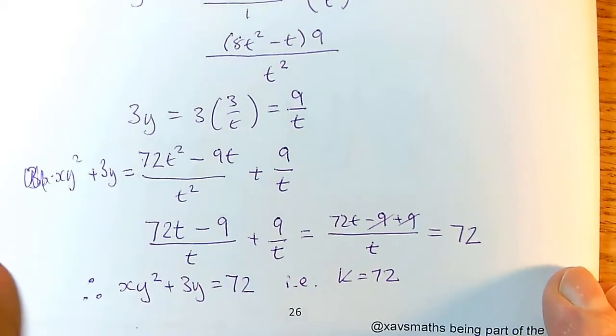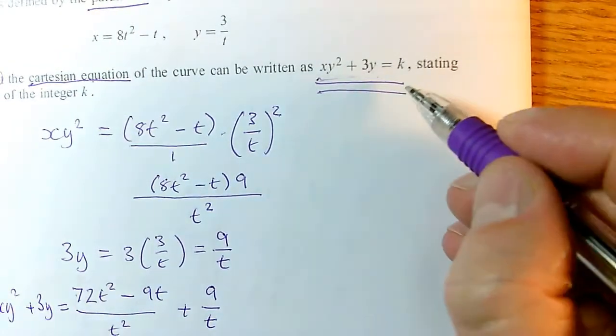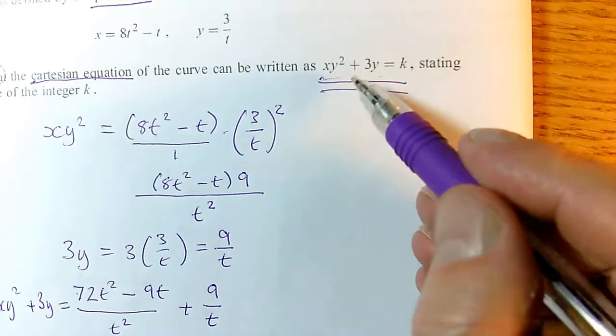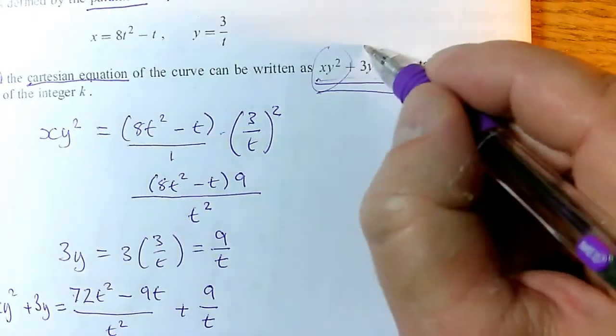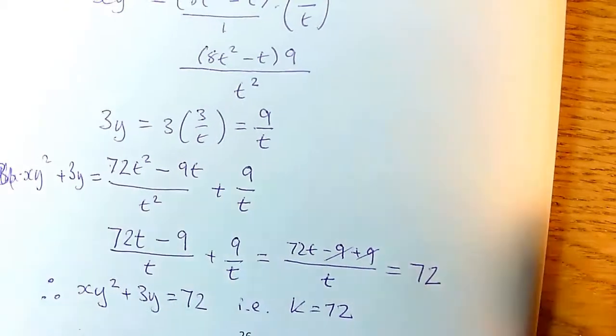So notice this is a very rare kind of show that question. I do draw the conclusion, but because there's a value of k to put in, it is okay to start with this endpoint, these bits here, and actually see what they work out to give. So that's worth bearing in mind.